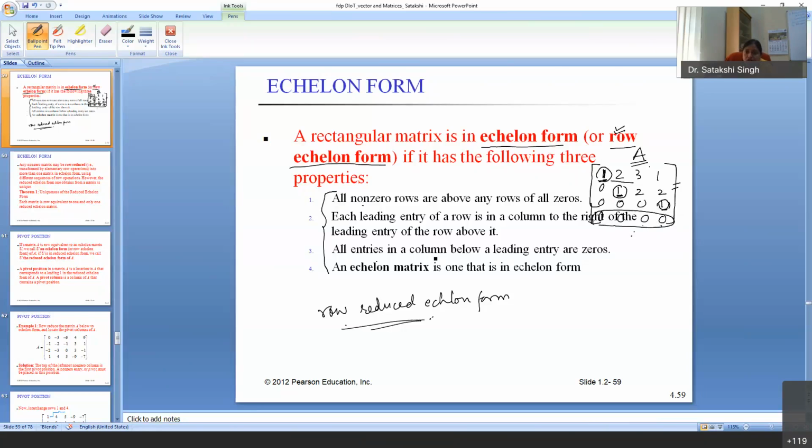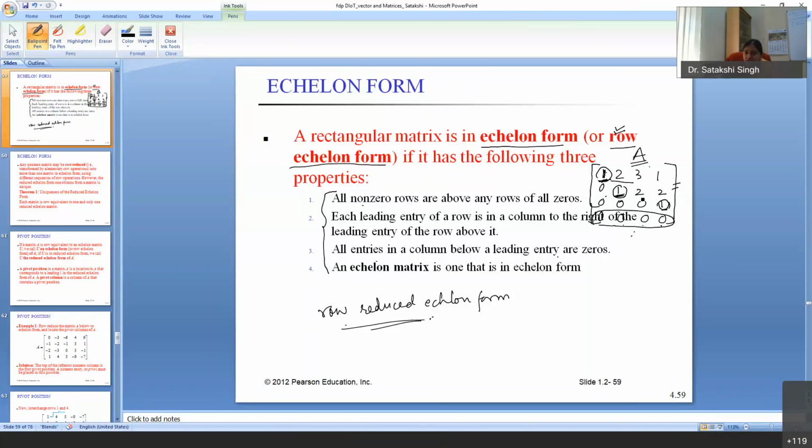Then all the entries in a column below a leading entry are zeros. So if we look at the leading entry for the first row, all the elements in that column below it should be zeros. This is the leading entry of the first row. If we go to the second row, the leading entry is this one here. And all the elements in this column below this one are zeros.